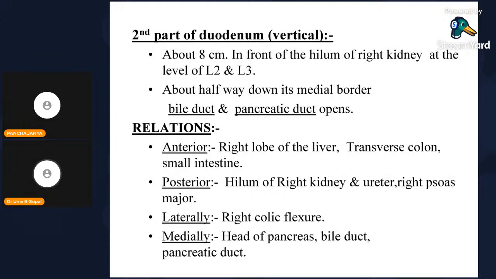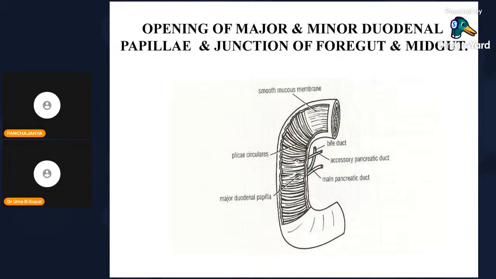The examiners or the evaluators expect these answers from you. Relations of the second part: anteriorly the right lobe of the liver, transverse colon, small intestine. Posteriorly the hilus of the right kidney, ureter, right psoas major. Laterally the right colic flexure, medially the head of the pancreas, bile duct, and the pancreatic duct. Opening of major and minor pancreatic duct, papilla, junction of foregut and the midgut.